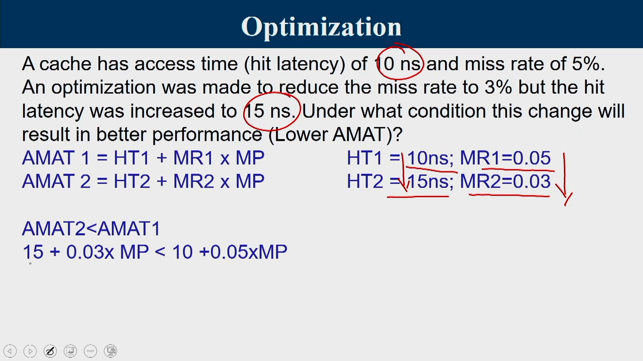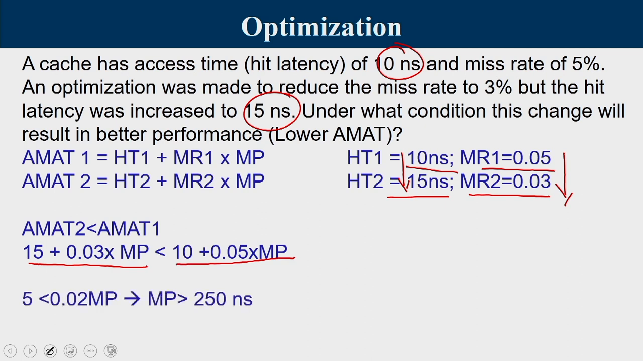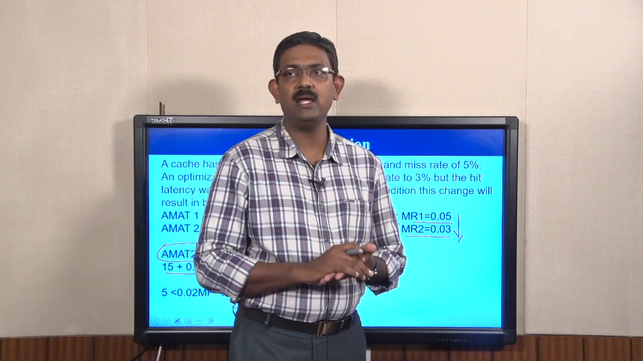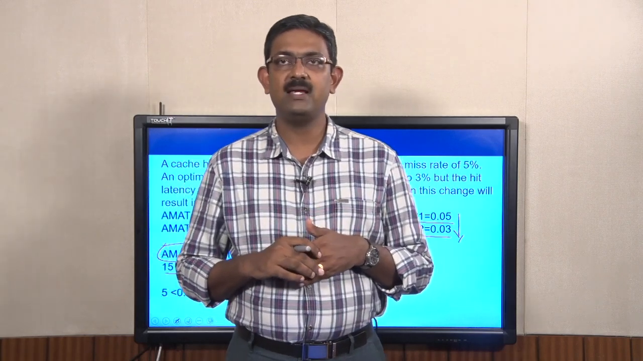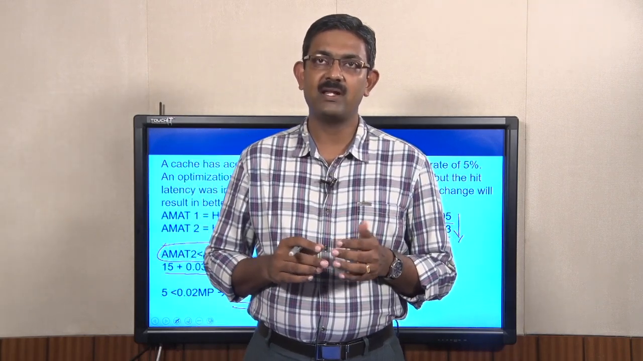So, 15 plus 0.03 into miss penalty, that is the average memory access time of the second one, should be less than that of the first one, 10 plus 0.05 into miss penalty. Upon solving, you get that the miss penalty value should be larger than 250 nanosecond if at all this equation has to hold. So, this optimization will work only in the context when the miss penalty is larger than 250 nanosecond.